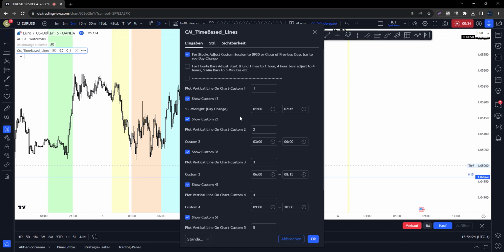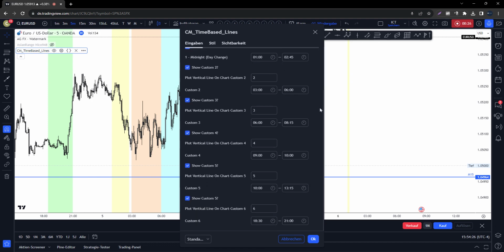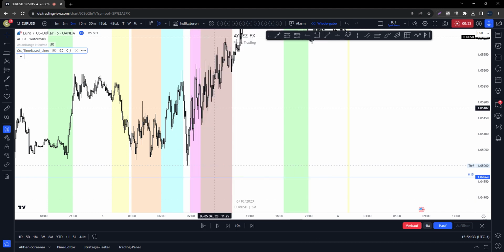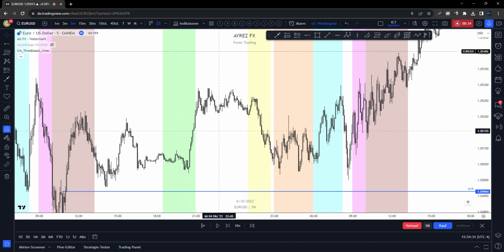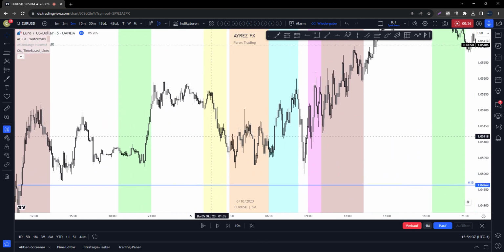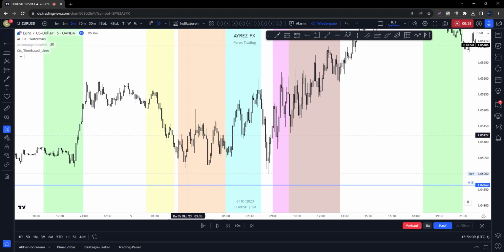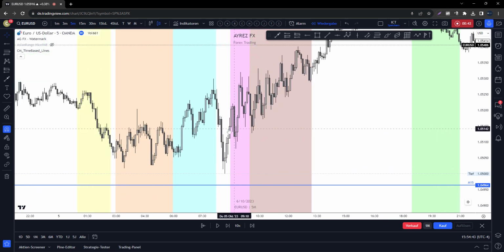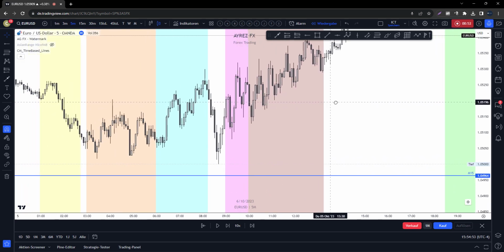Here you can see all the settings that I have, just make pause and then you can copy the settings from the video. I explain you the green one is Asian session, the yellow one is Frankfurt session, the orange one is London session, turquoise is pre New York session, the zone between is no session for me. Here is New York starting, and this is late New York.